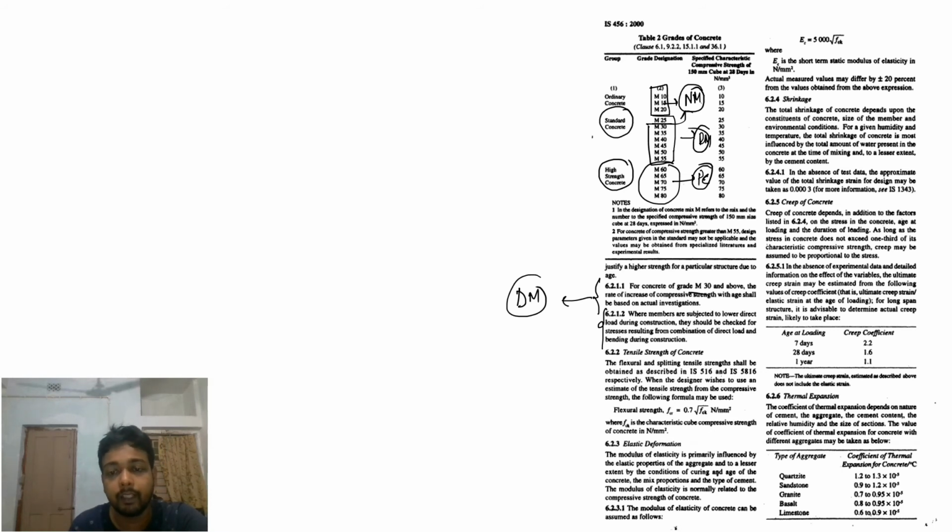Now we find the tensile strength. In various exams they are asking about this tensile strength. What is the tensile strength? fcr equals 0.7 root fck Newton per mm square. So suppose M25, that means root fck equals 5. That means fcr is equal to 5 into 0.7, that is 3.5.